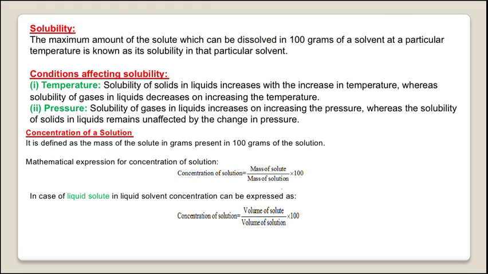One more thing I would like to mention here. If you have to calculate the solubility of any solute in a solvent, you have to calculate mass of the solute divided by mass of the solvent only. Instead of taking mass of the solution as the denominator, take mass of the solvent to calculate the solubility concentration.